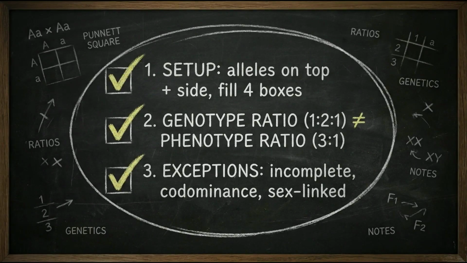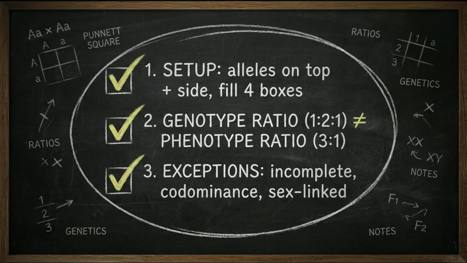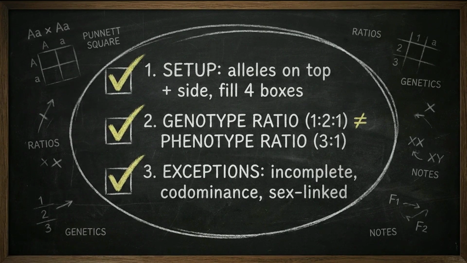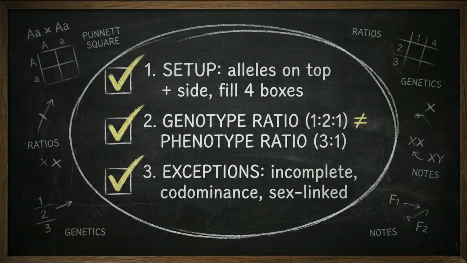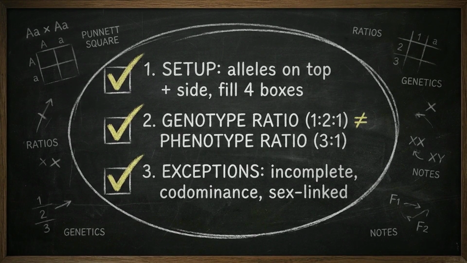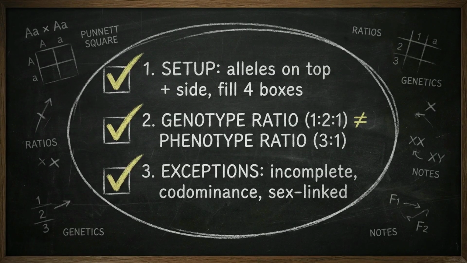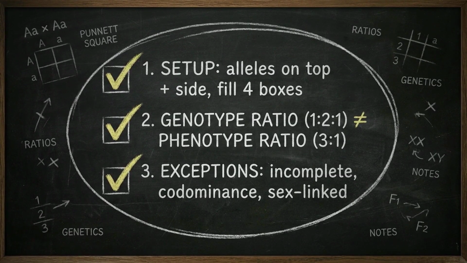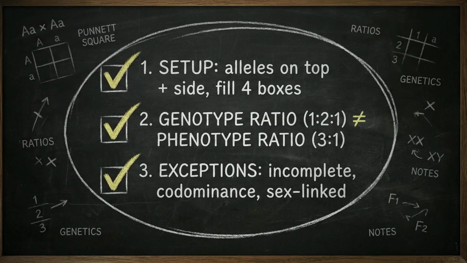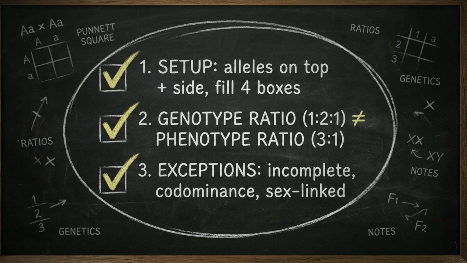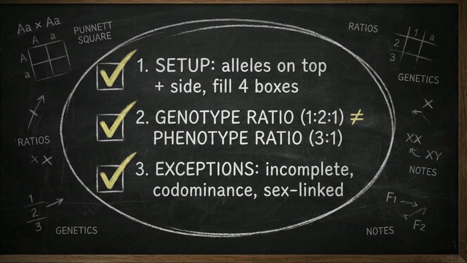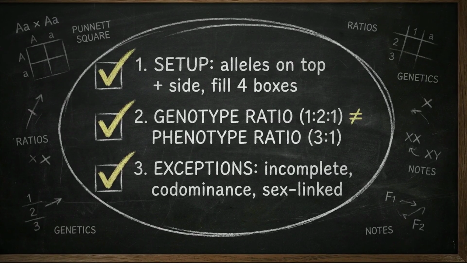For your test, 3 things to lock in. 1. Set up the grid correctly. Parent alleles along the top and side. Fill all 4 boxes. 2. Know the difference between genotype ratio and phenotype ratio. 1 to 2 to 1 versus 3 to 1 for a monohybrid cross. 3. Know the 3 main exceptions: incomplete dominance, codominance, and sex linkage. Those 3 points cover most genetics questions you will face.